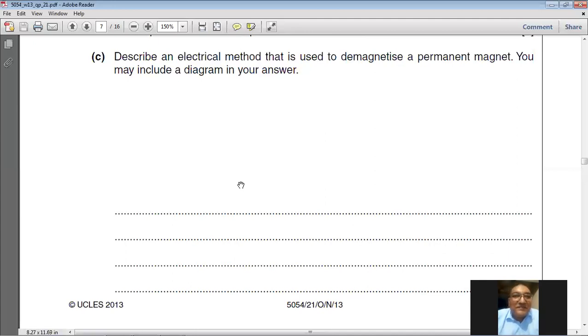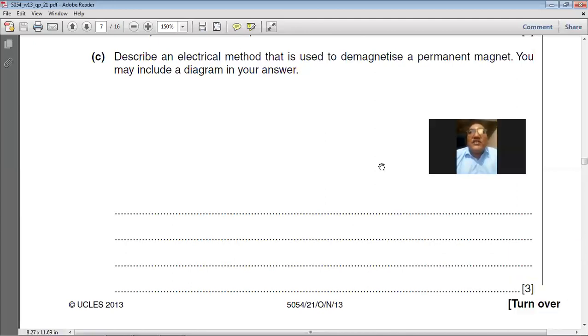Okay. So it's a 3-mark question. I hope this is also written in your textbook, Physics Matters. From there, you can also see the demagnetization method done by the alternating current, and you can write this answer and also draw the diagram, since the question says you may include a diagram. By taking that book, you can make that diagram from the book. So let's move to the next question.